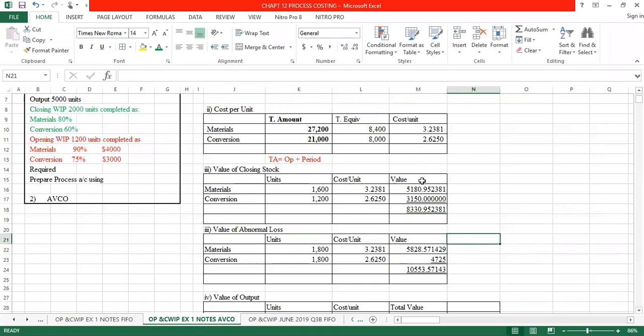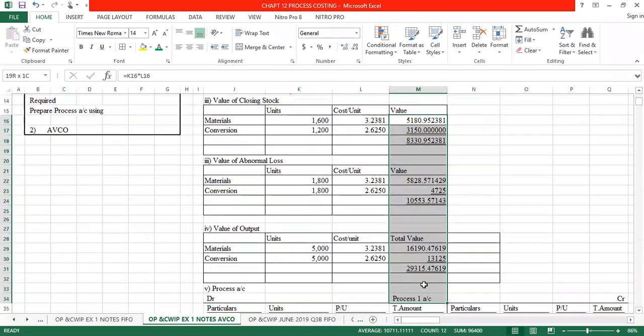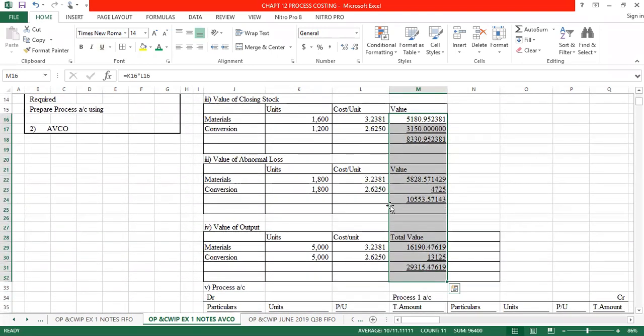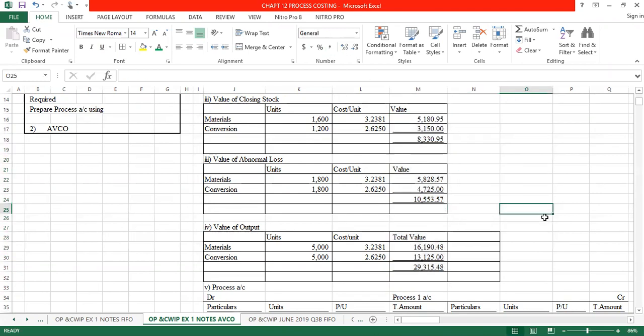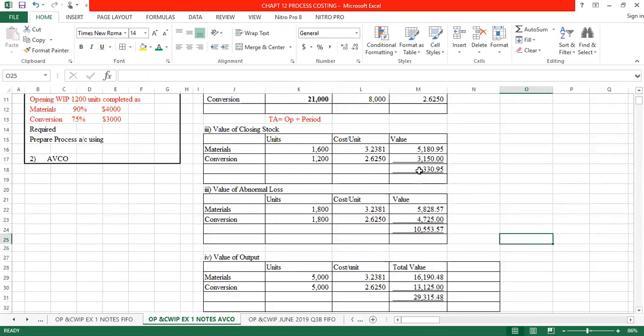Accountants should be very neat, presentable people. If your work is not neat, you are not an accountant. So, okay, here we have it. I've just rounded off so that we are consistent. So we'll be picking this total, that total, and that total.